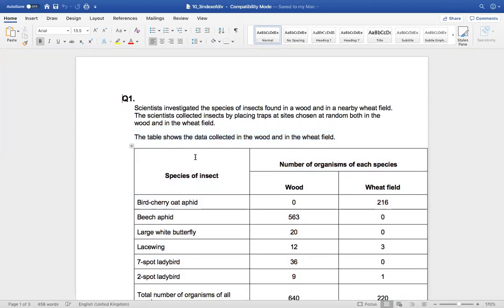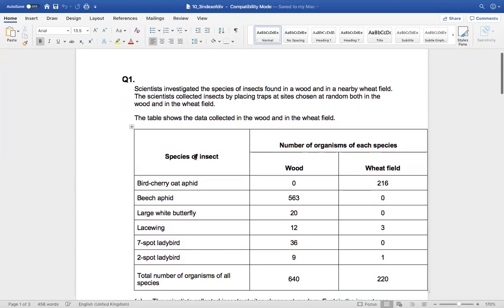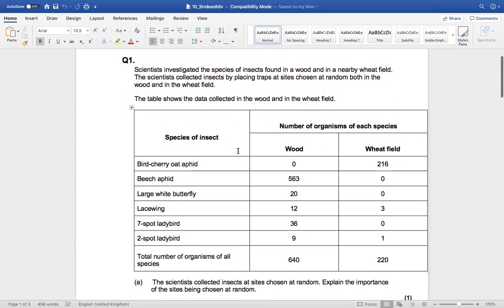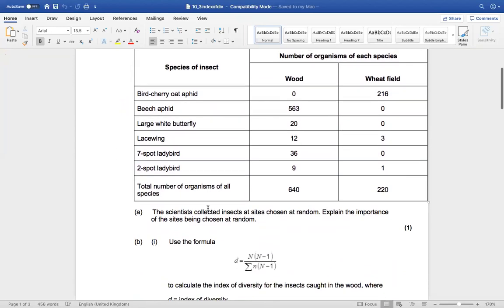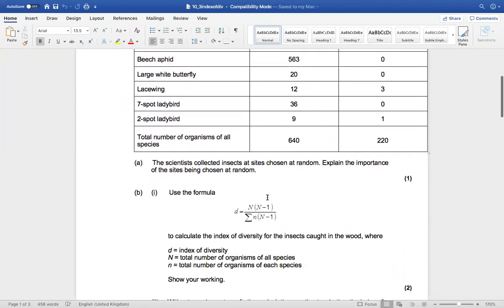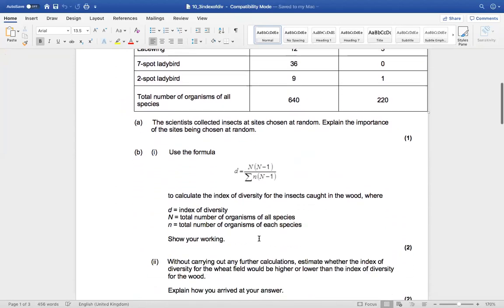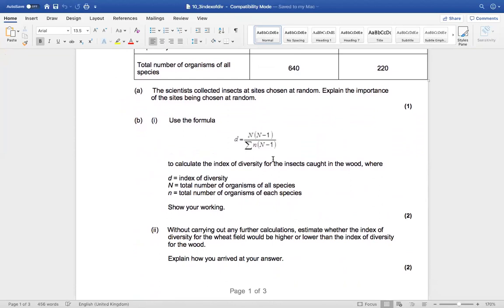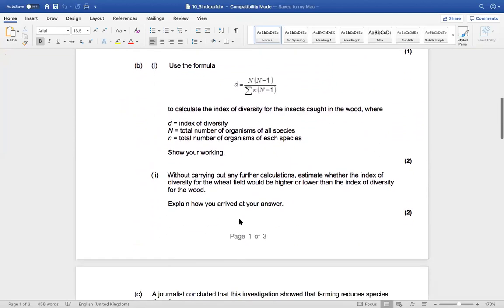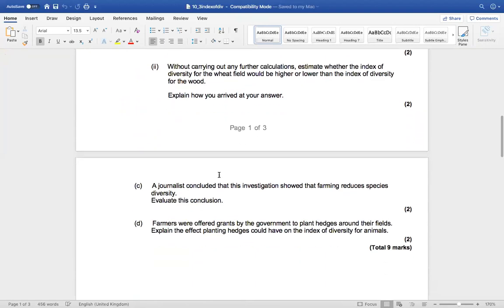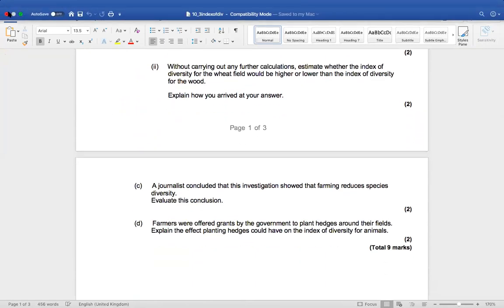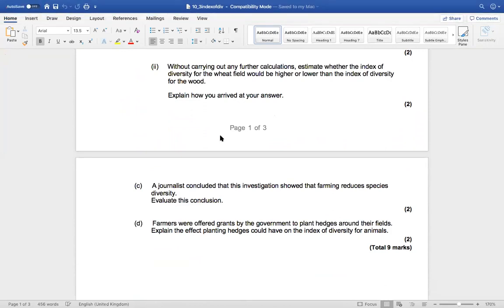Okay, so you will have a document, either a PDF or a Word document. So here is your data. The table shows data collected in the wood. First, there's a question about what's the importance of sites being chosen at random. Then you're given your index of diversity formula, and you have to calculate the index of diversity for the n-sex court in the wood. And then there are a number of other questions. This should take you approximately 10 minutes to complete. So give that a go and then come back to the PowerPoint.